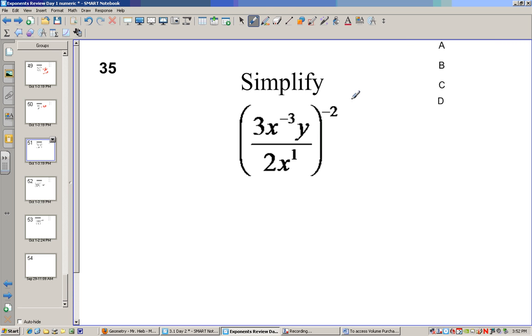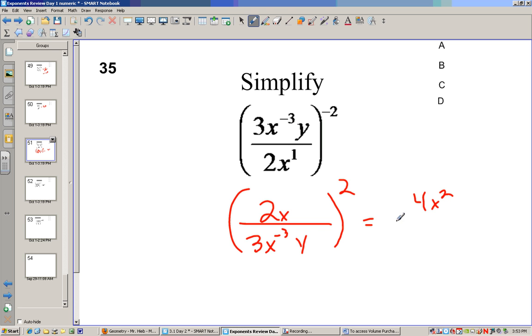Now we start to get a little trickier. There's more stuff in here. This negative is going to flip everything. So let's do that first. 2x over 3x to the negative third y. Now that will be to the second power. So if I take everything to the second power, that's going to be 4x squared over 9x to the negative 6 y squared.